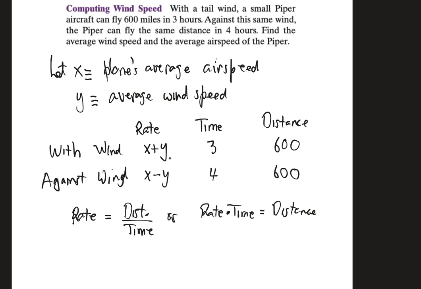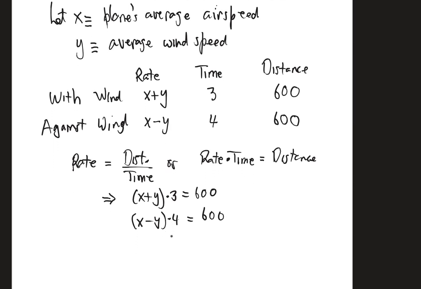So basically, to set up our equation, if I take this entry in the first column and multiply this entry in the second column, it has to be equal to this entry. So what we have is x plus y times 3 is equal to 600, and then similarly x minus y times 4 is equal to 600. Now we could distribute the constants and have 3x plus 3y and 4x minus 4y. But since our goal is to solve for x and y, it's probably easier to divide both sides.